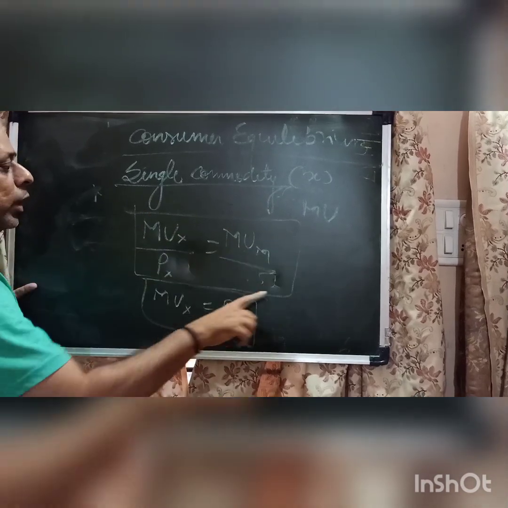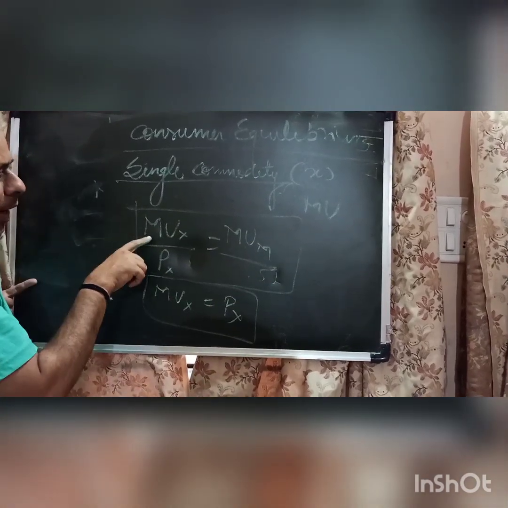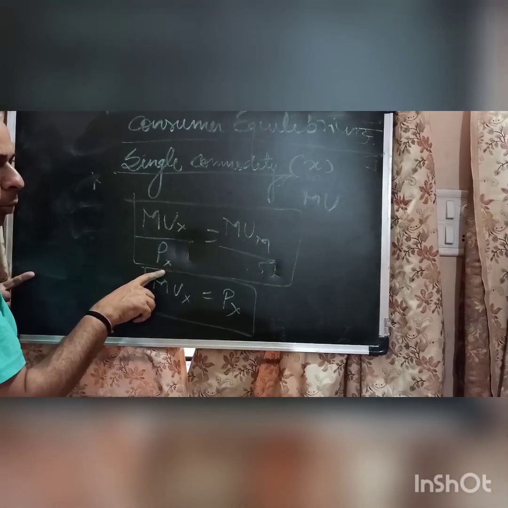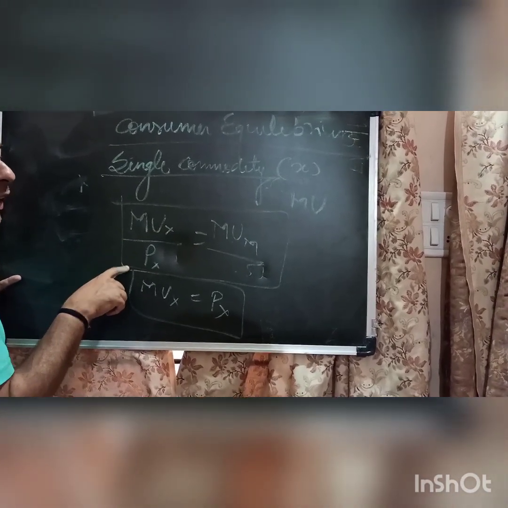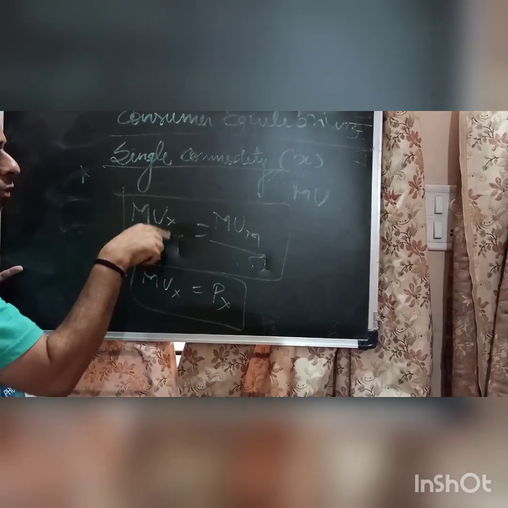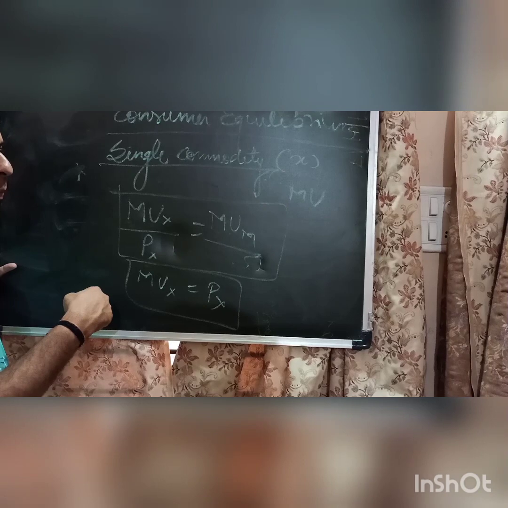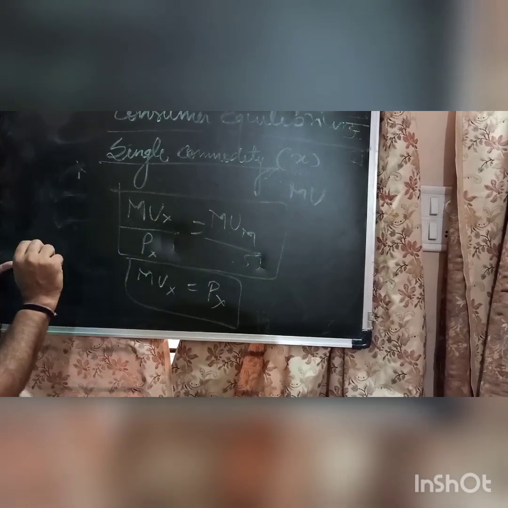Now this is the case of equilibrium. The marginal utility of that commodity is divided by the price of that commodity. And if we get an equal amount out of this division, if we get 5 rupees and I also have 5 rupees, it means we are in equilibrium.